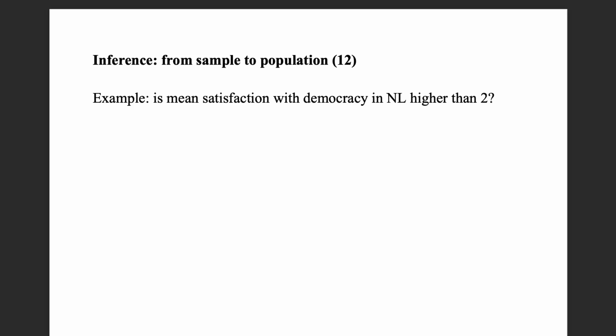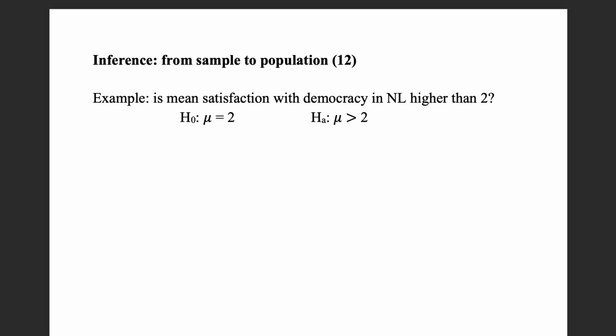Why can we directly test it? Well, because now we can specify a null hypothesis and an alternative hypothesis. Because if we want to find out whether mean satisfaction with democracy in the Netherlands is higher than 2, then we know what the null hypothesis is supposed to be. The null hypothesis is supposed to be that it is 2, right? Because we want to find out whether it's higher. So if we want to find out whether it's higher, then we need to be able to reject the null hypothesis that it is in fact 2 in favor of the alternative hypothesis that it is larger than 2.